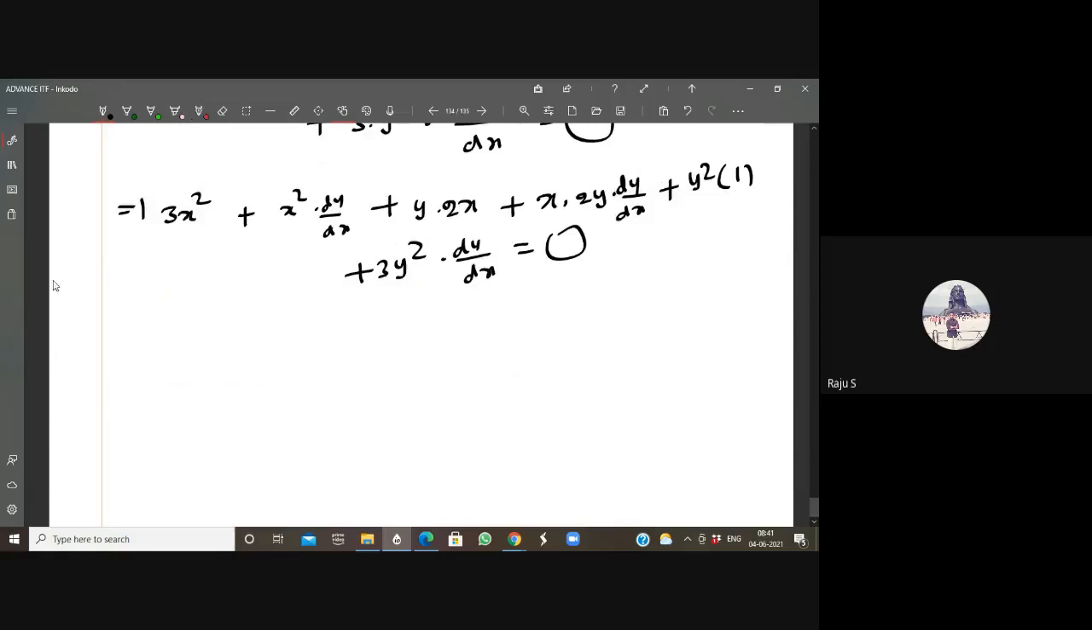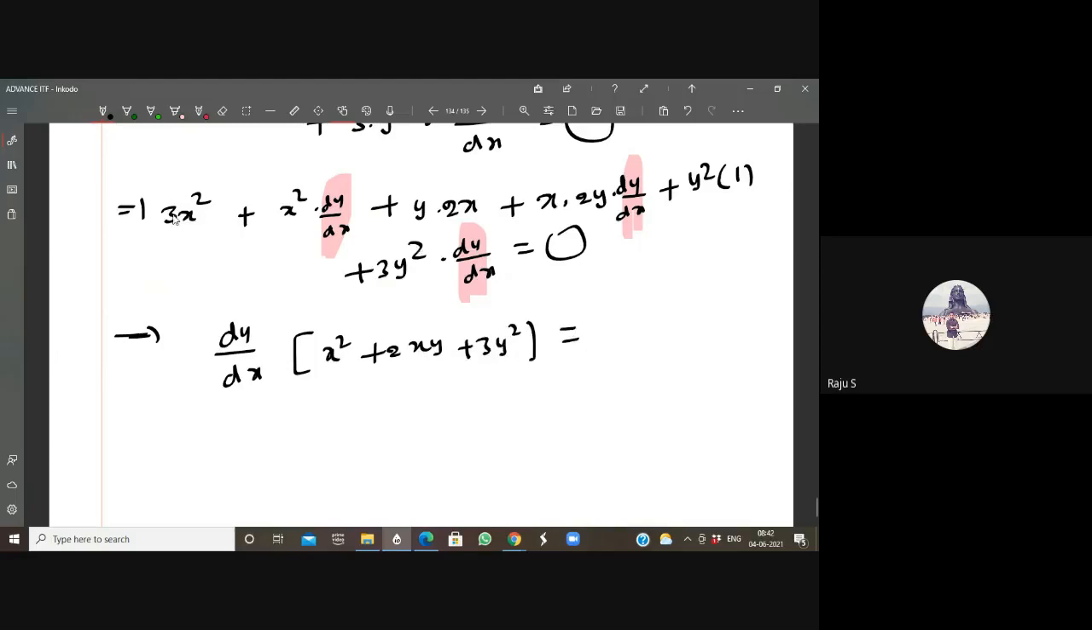Now we can take dy by dx common. Here dy by dx, here dy by dx, here dy by dx. Take dy by dx common, then x square plus 2xy plus 3y square. And the remaining terms you can take to the right side.